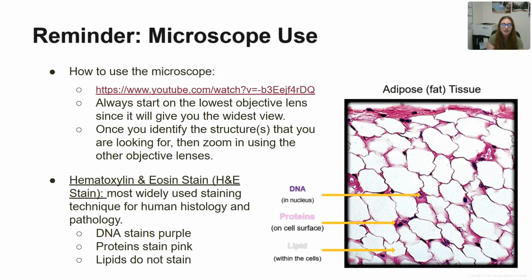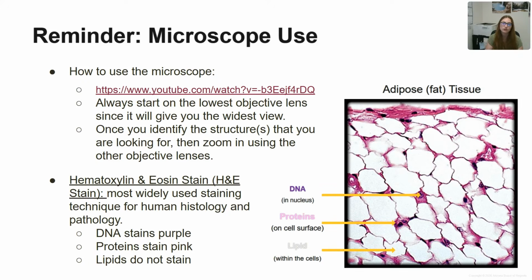And then as a recap, many of our slides are going to be mounted using a hematoxylin and eosin stain combination, also known as H&E stain. This is the most widely used staining technique for human histology. Remember, it is the type of stain that is going to stain DNA purple and proteins pink, and lipids are not going to hold on to any of that stain. So for many of our tissues, it is really useful to see the protein and the DNA, so this is a great stain option to use.